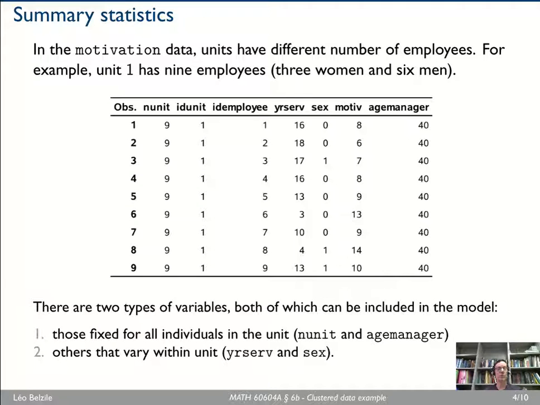What's different from the data we've previously looked at is that units have a different number of employees. This is showing you some data for Unit 1. Unit 1 has 9 employees, with employee IDs ranging from 1 to 9, and different numbers of years of service, some women and some men. Then you can see the motivation score, and they have a manager aged 40. So the number of people working in a unit and the age of the manager are fixed, and the others vary within the unit.